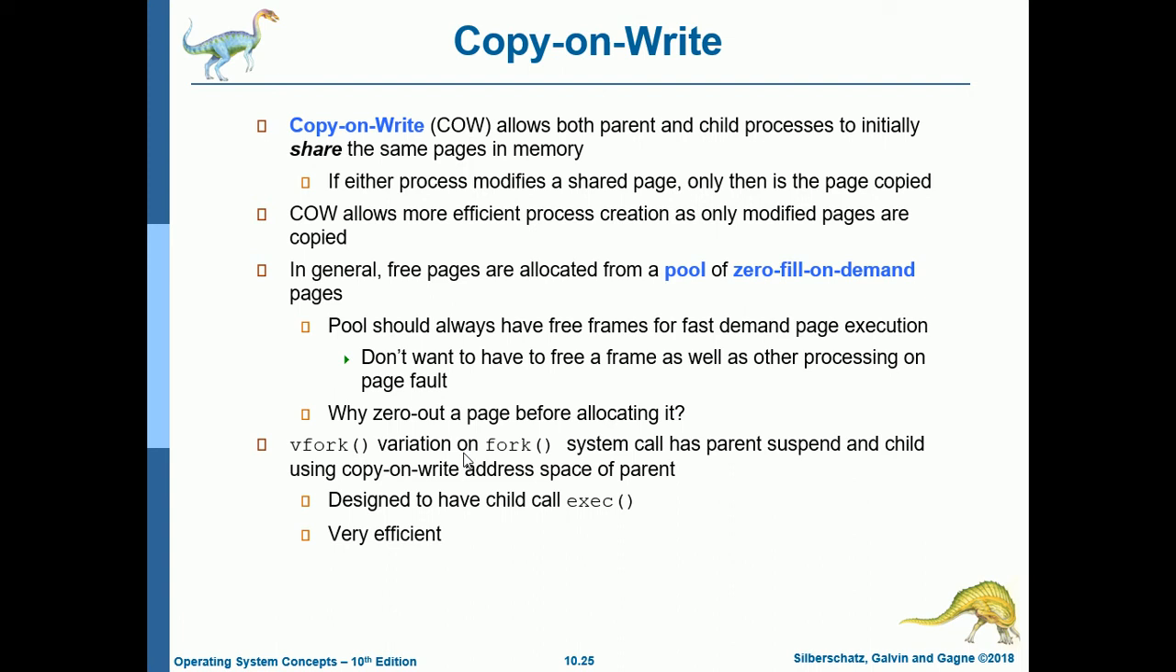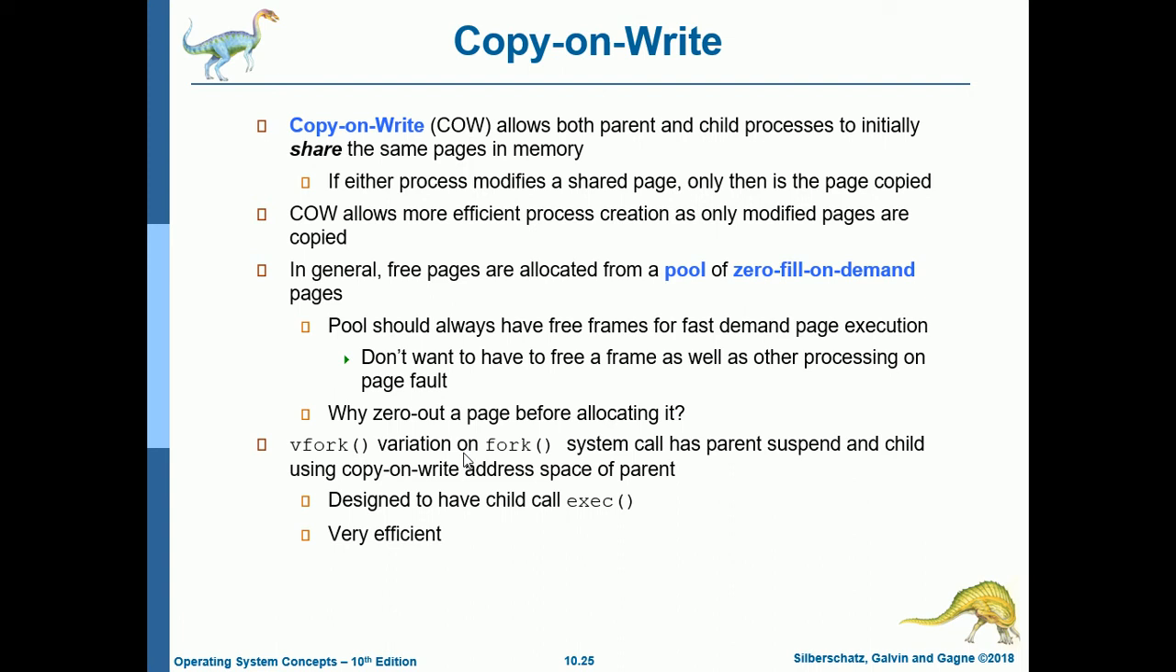In general, free pages are allocated from a pool of zero-fill-on-demand pages. The pool should always have free frames for fast demand page execution, so we don't want to have to free a frame as well as do other processing on a page fault. So why zero out a page before allocating it? It was already answered in the previous slides: it's necessary for security protection. That's why, before allocating it, the page should be empty.